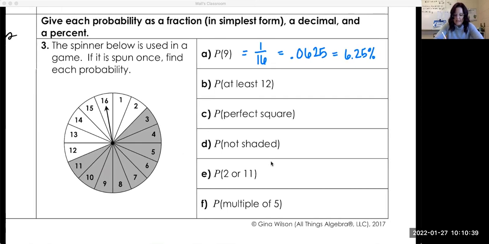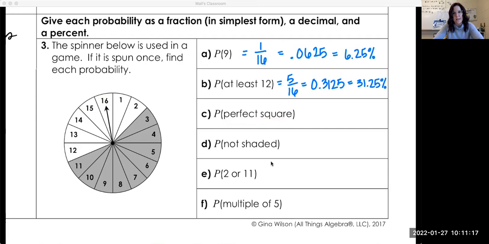What's the probability that we get a result that is at least 12? At least 12 means it could be 12 or bigger. So that would include all of these outcomes. There are 1, 2, 3, 4, 5 outcomes that are at least 12 out of 16 total outcomes. 5/16 would be our probability. As a decimal, that would be 0.3125. And as a percent, that would be 31.25%.